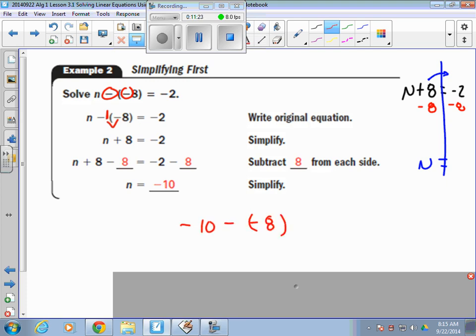the original equation said, equals negative 2. Remember, minus a negative means plus a positive. So negative 10 plus 8 equals negative 2, and that is a true statement. Think of where you start on a number line. You start at negative 10. When you add 8, you go to the right 2 times. You don't quite get to 0. You get at negative 2.